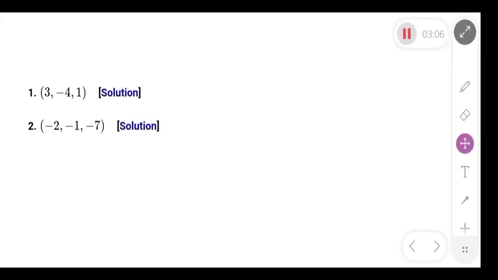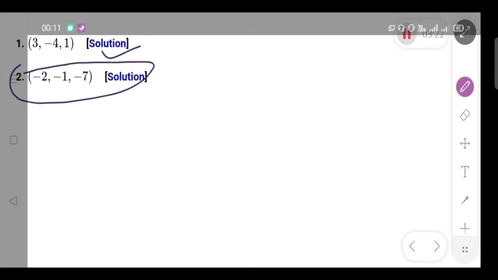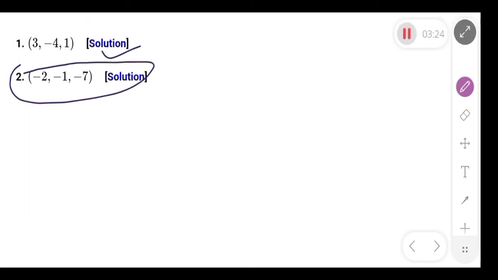Now our first question is based on conversion from spherical to Cartesian. Our second and third questions are based on Cartesian to spherical. Now we have solved the first question, and the second question will be solved in the next video, or you can already solve it.